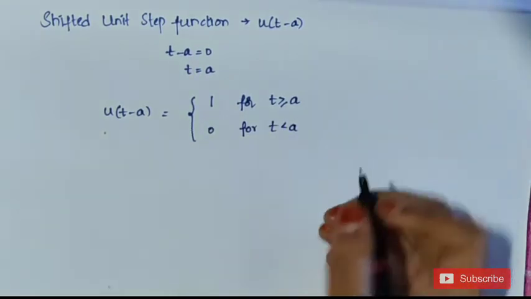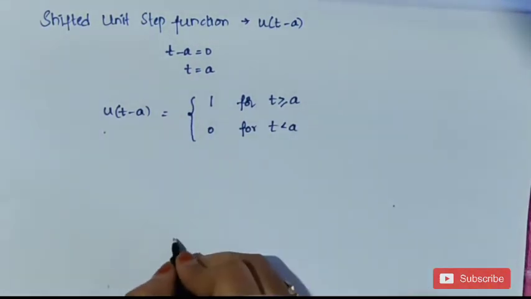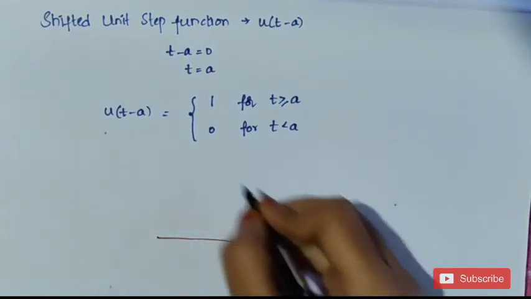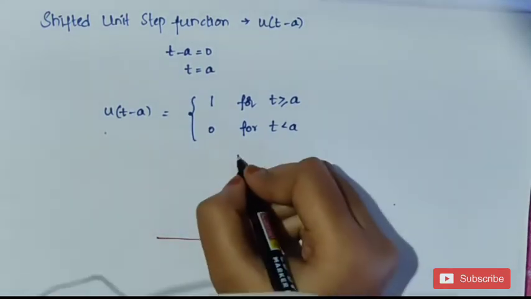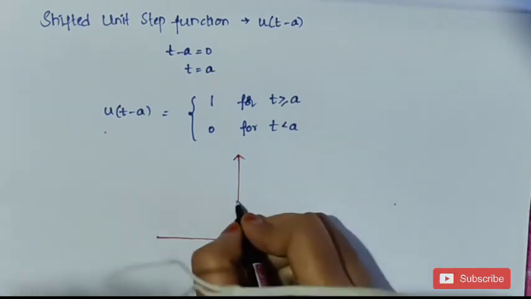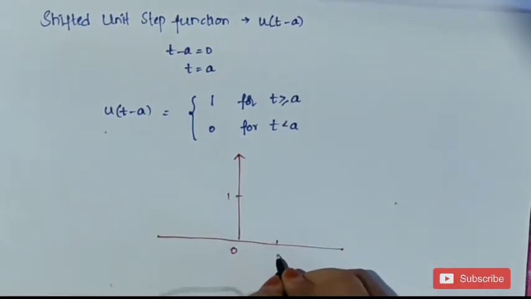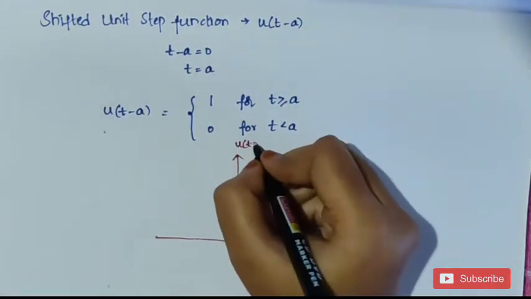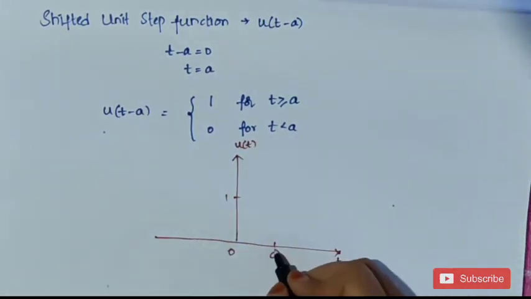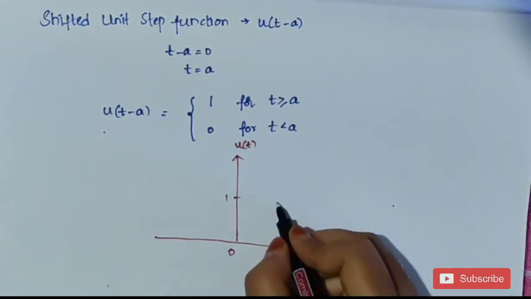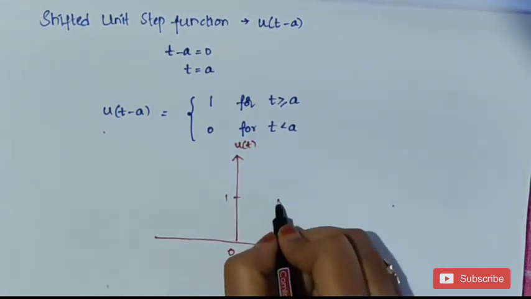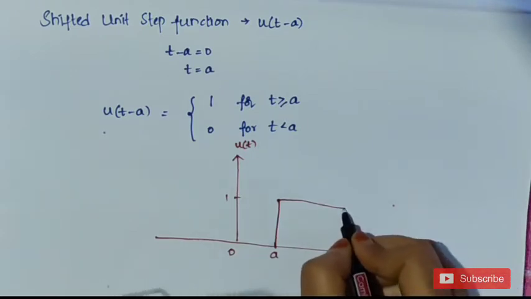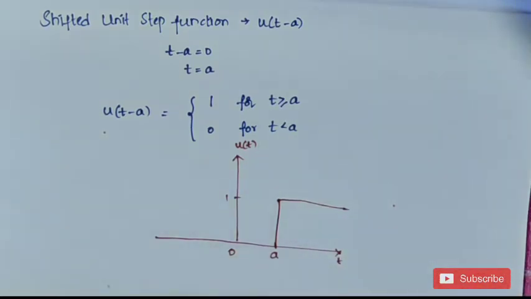If we draw the signal, it will be like this. It is 0, it is 1. Let a point A be here. The signal is starting at A. At A, its value is 1 and it goes on as 1 until infinity. Before A, less than A, its value is 0, so there is no signal here. The signal starts at A.